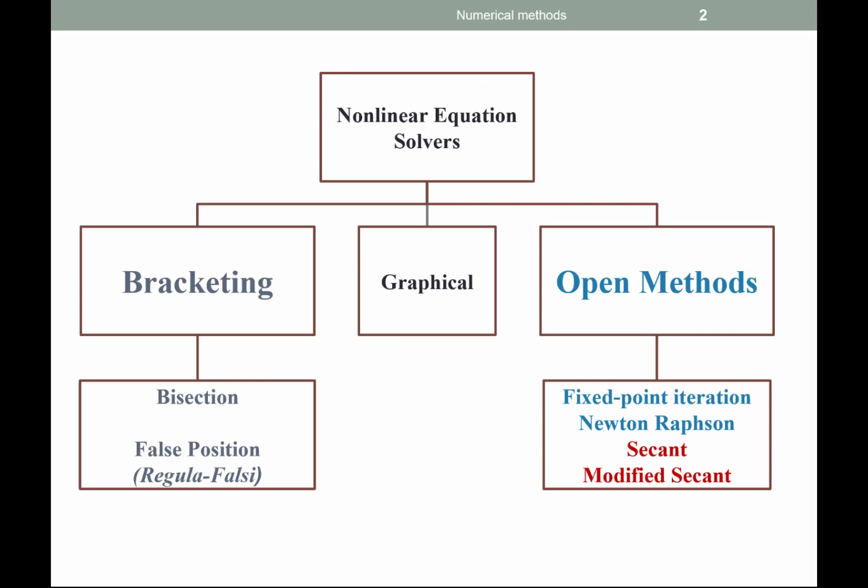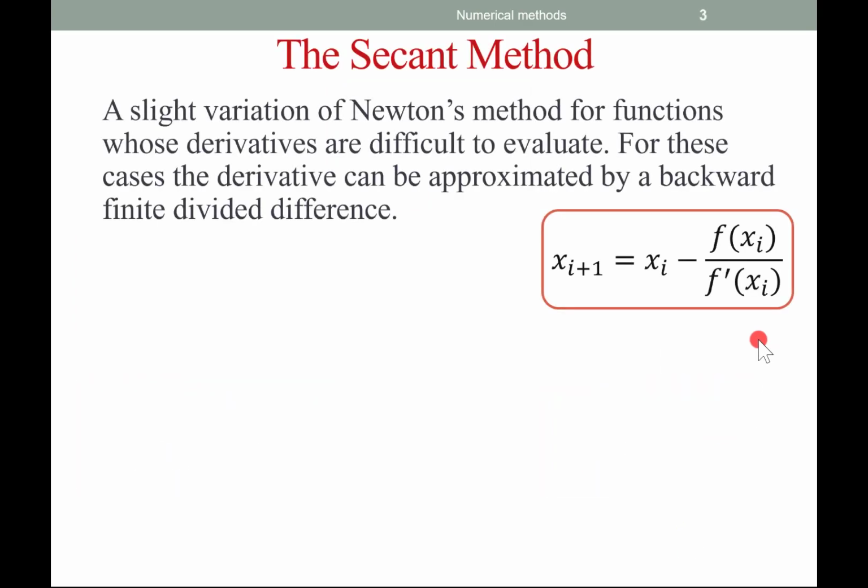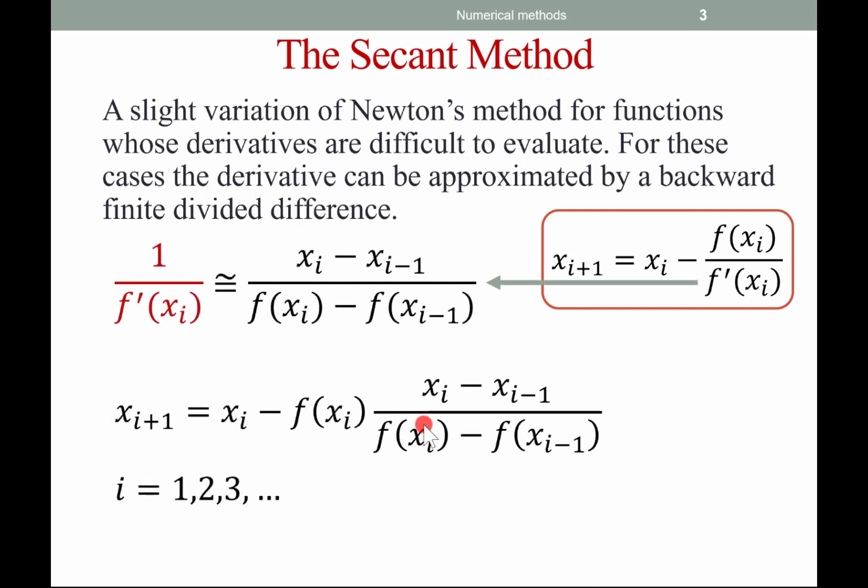Today we're going to look at secant and modified secant, which both are based on the Newton-Raphson method. And the main difference is in the Newton-Raphson, you're required to find the derivative. So in the secant method, we estimate the derivative instead of finding the actual true derivative for the function. How do we do that? We use the backward finite divided difference approach, which is derived from the Taylor series. So the Newton-Raphson itself is derived from the Taylor series. Then we also use Taylor series to estimate the derivative, and then we come up with a new equation.